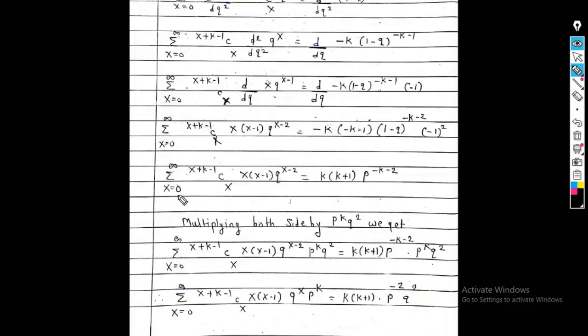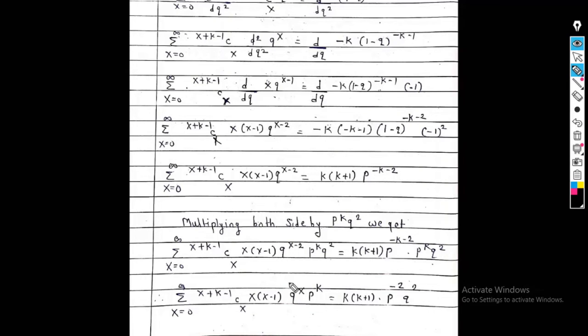So summation x is equal to 0 to infinity (x plus k minus 1)Cx into x into (x minus 1) q raised to x minus 2 is equal to this minus 1 square is plus 1. So it becomes this minus and this minus, that is k into (k plus 1) is equal to 1 minus q is equal to p. So it becomes p raised to minus k minus 2.